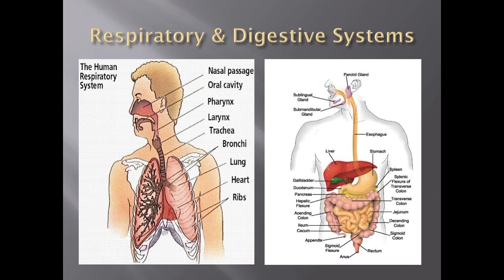Today we're going to talk about the respiratory and digestive systems. To the left you see a diagram of the respiratory system, and to the right you see a diagram of the digestive system. With these diagrams you see the different parts that make up each of the organ systems.